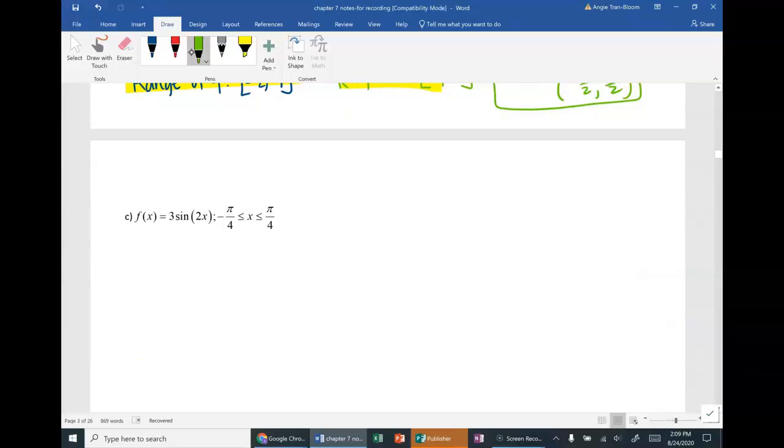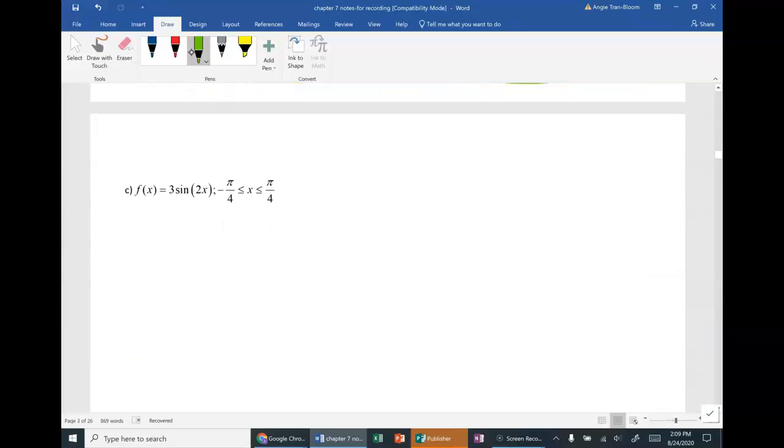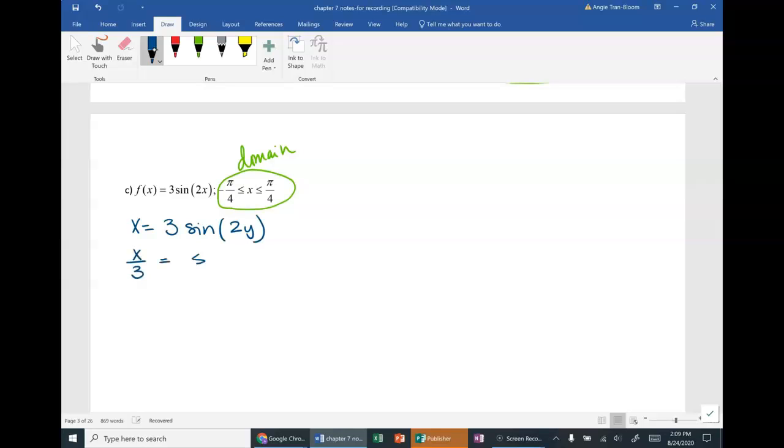Now, you're on example C. They are giving you f of x equals 3 sine of 2x and giving you the domain from -pi/4 all the way to pi/4 inclusive. So switch x for y and y for x and solve. First, divide both sides by 3. So x divided by 3 equals sine of 2y. And no, you are not going to divide by 2. You have to compose with sine inverse first.